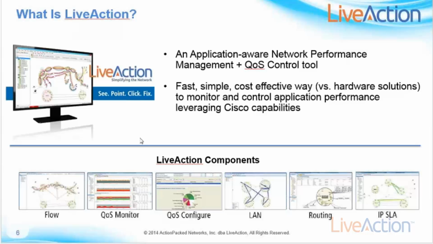LiveAction is an application-aware network performance management and QoS control tool consisting of these 6 components. And you'll see this better in Keith's demo, but let me just quickly go through this. LiveAction Flow, we capture and analyze flow-based records using basic NetFlow, Medianet, AVC, wireless, and a lot of network management tools out there will give you beautiful charts and graphs based on flow records, and we do that too. But we take it a step further to provide you with this end-to-end topology and flow visualization to help you manage your network better. In addition to flow, we also collect and visualize SNMP, routing, and LAN data.